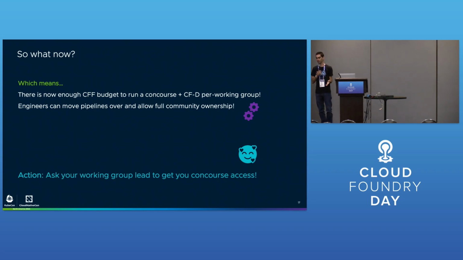I don't want to trivialize that, but we have the money for it now in the CFF, and the working group leads are tasked with creating Concourses that all of the teams and projects they support can move their pipelines into. We don't have enough budget to have a Concourse per team, but we have enough to have a Concourse per working group and a permanent CF deployment or two per working group.